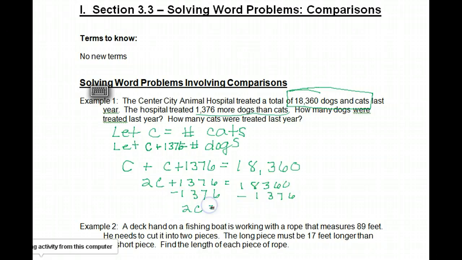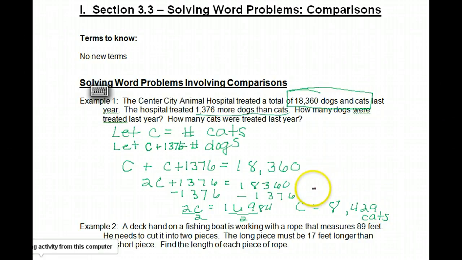2C equals 16,984. Divide both sides by 2, and we would find that C equals 8,492 cats. Please remember that C represented the number of cats.